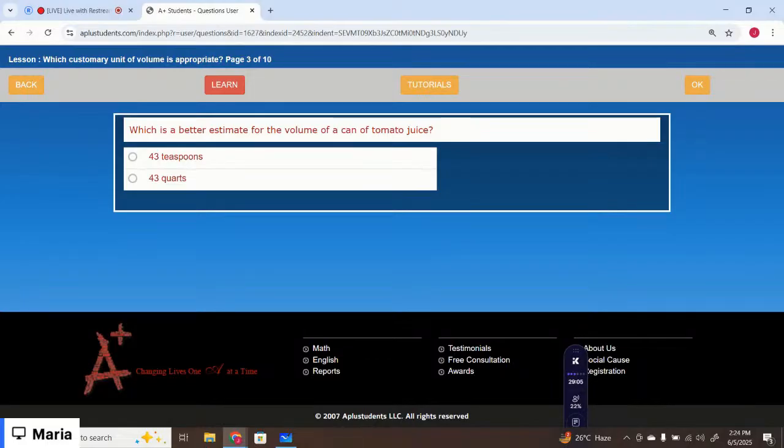Which is a better estimate for the volume of a can of tomato juice? A can of tomato juice would be 43 teaspoons. Option number 1 is the correct option.